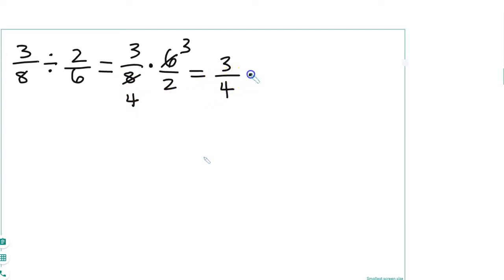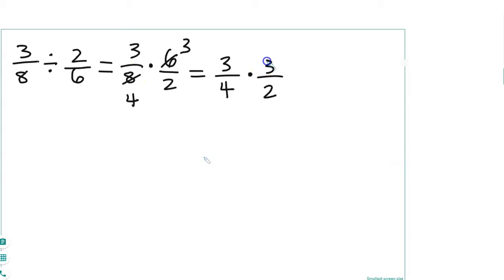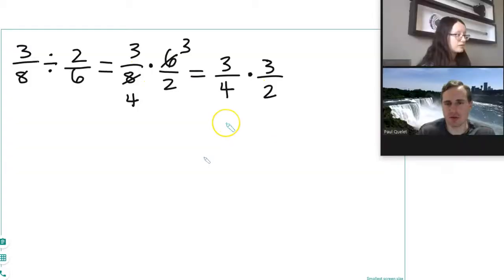Oh, so you don't divide that? You don't divide the 8 and 4? Well, you just rewrite the number that resulted after the dividing, right? So you have 3 over 4 times 3 over 2. You see that? Okay. All right.